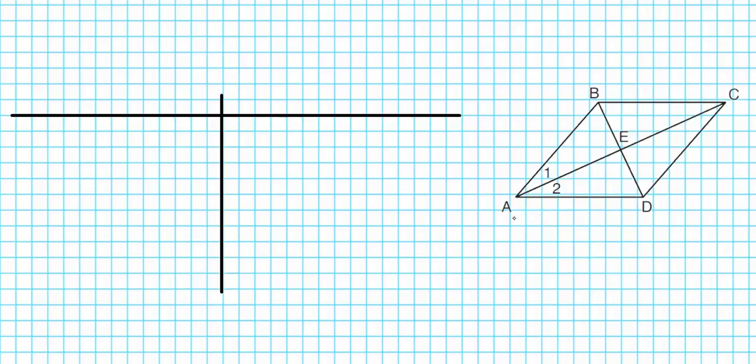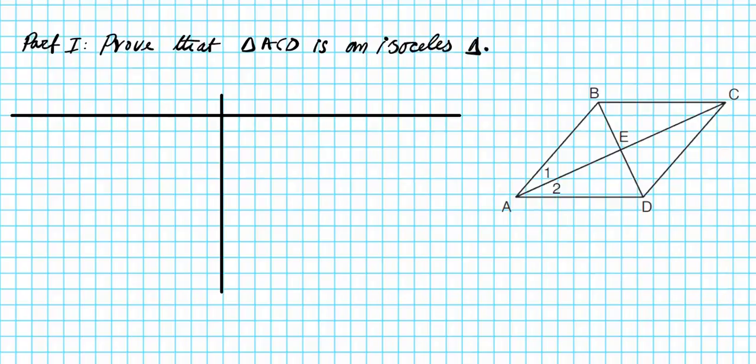All right, so we're going to break the proofs up into two parts. So part one, we want to prove that triangle ACD is an isosceles triangle. So what are we trying to prove here? In order to show that triangle ACD, this triangle right here, is isosceles, we just have to show that these base angles are congruent. If we can show that these base angles are congruent, then we can conclude that the triangle is isosceles, because one of the properties of isosceles triangles is that base angles are congruent. Okay, so that's the goal.